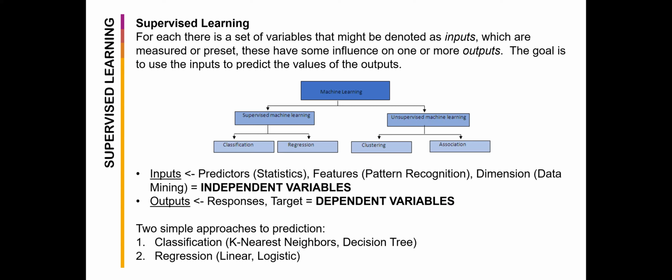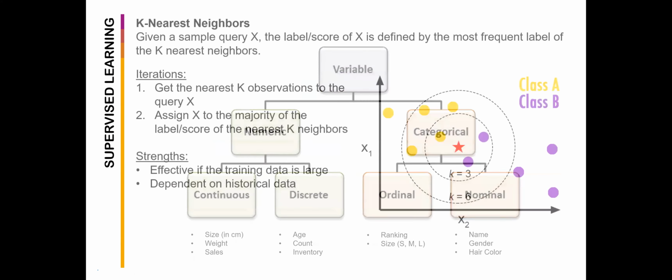Now, for simple approaches to prediction, you can do classification, which we will be discussing, and we will also have regression, which we cannot discuss, but you can. There are a lot of resources already regarding regression, and some of you might have encountered regression already in your other classes. Okay, let's move to this.